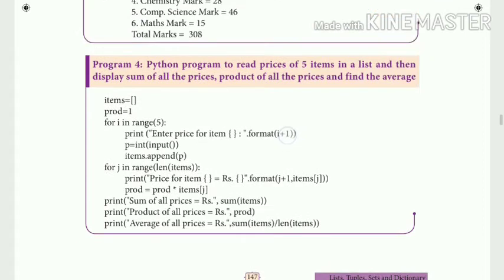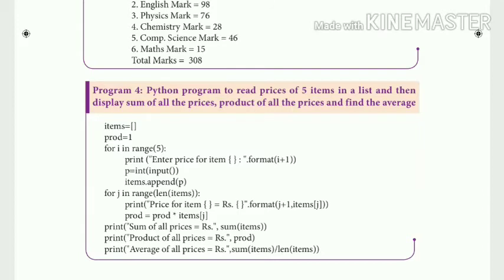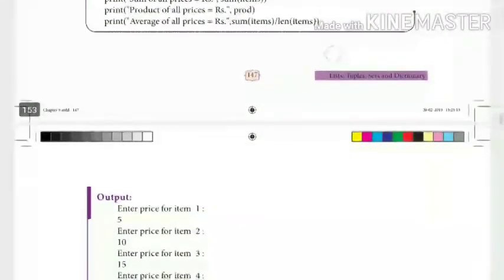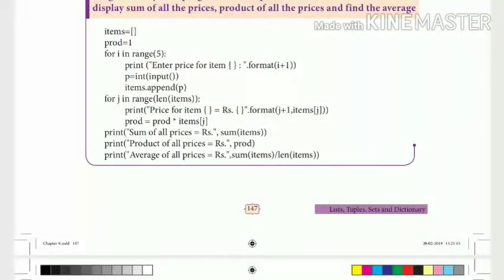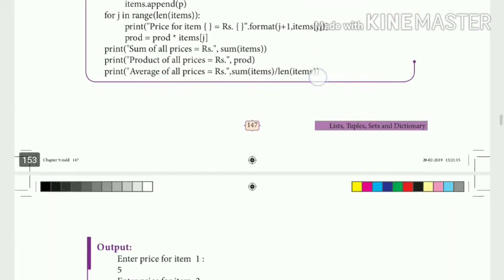The next program is a Python program to read the price of 5 items in a list and then display the sum of prices, the product, and the average of all the prices. Here you can see the item and the product. Product is 1. For i in range 5, items are taken as input from the user and appended to the item list. Now they are getting the product of all the items and finding the average price.